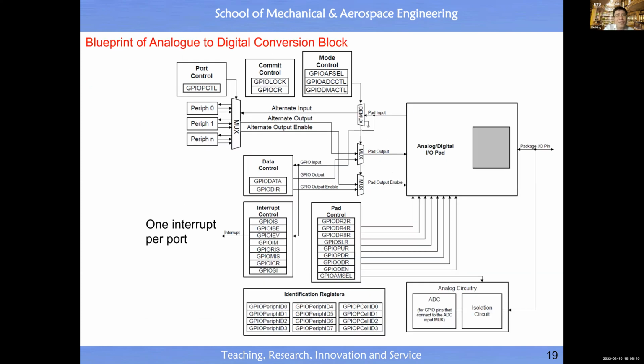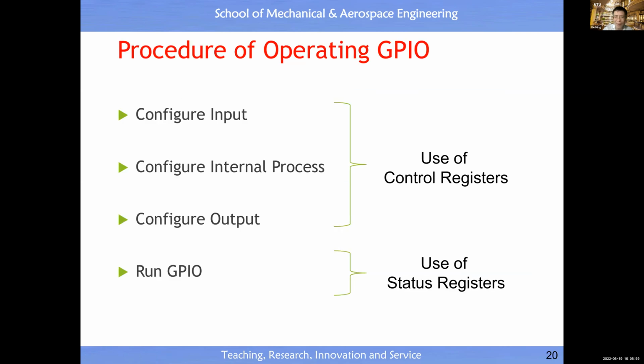Then you can also interface with an analog sensor, because here we have an input which can take in analog values, since we have a built-in AD converter, right? So you see the presence of analog to digital conversion, all right? Okay, then how to operate general purpose IO?